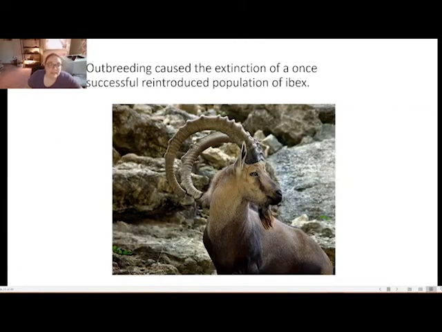So outbreeding can disrupt local adaptations of populations. For example, there's a species of ibex where different populations were genetically programmed to be born at certain times of the year, depending on where they were from, and it had to do with weather conditions. So when new genetics were introduced and these populations started outbreeding, the babies were born too early and they weren't able to survive. So it's not always good. It can disrupt natural adaptations.